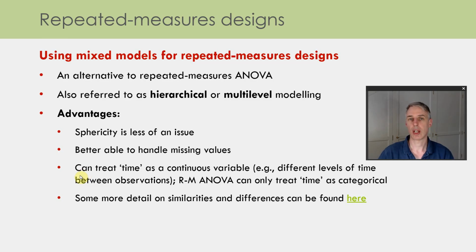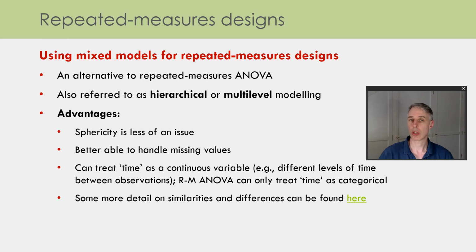Another potentially nice feature of a mixed model approach is that it can treat time as a continuous variable. What I mean by that is if time is a variable in your study, so you're maybe taking measures from participants at several different time points, you can actually include information about the length of time in between those time points. So let's say the time difference is 2 weeks between the first and second time point, but then 6 months elapse between the second and third time points. That's a much bigger length of time. You can actually include that as a value.